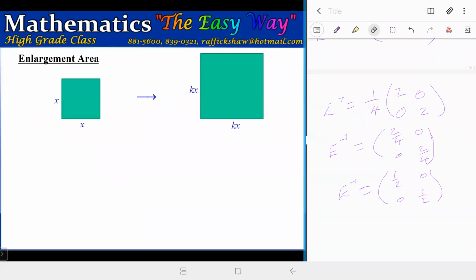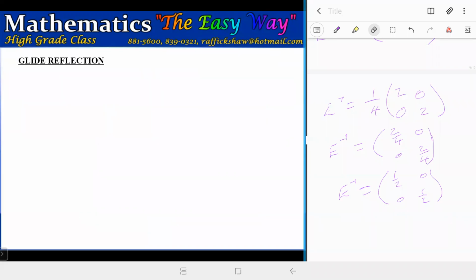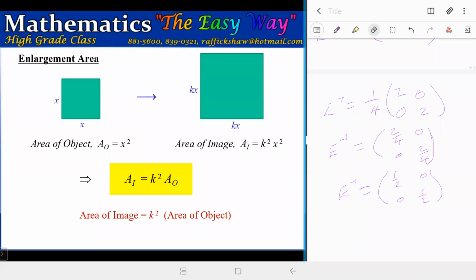I think I'm going to start the next class with enlargement area. Angular reflection I'm not going to do yet. I'm going to start next class right here, with the enlargement area.